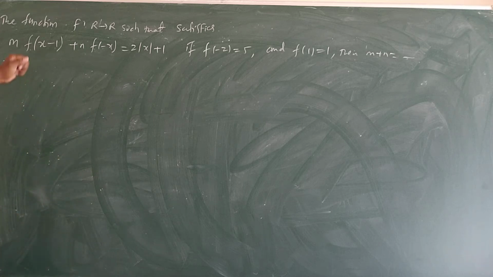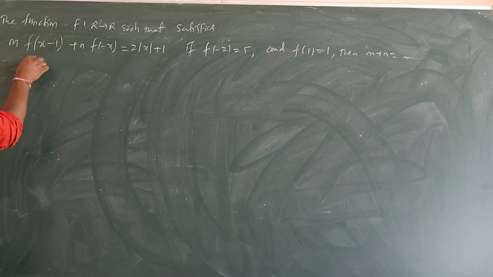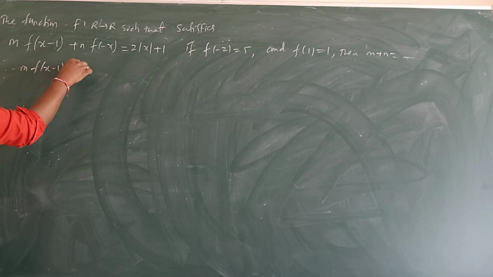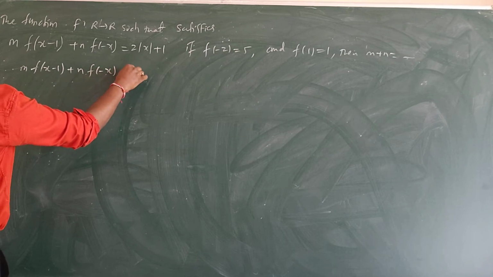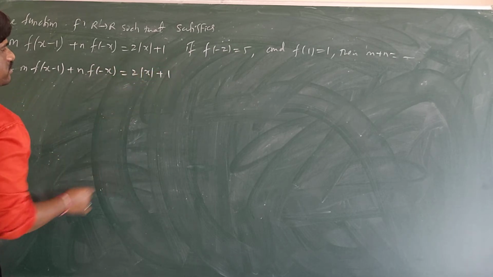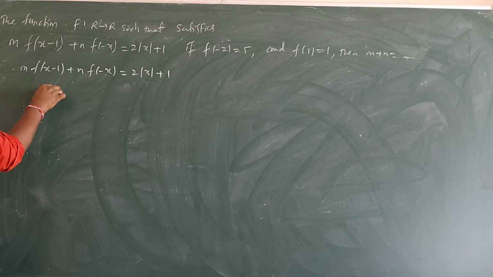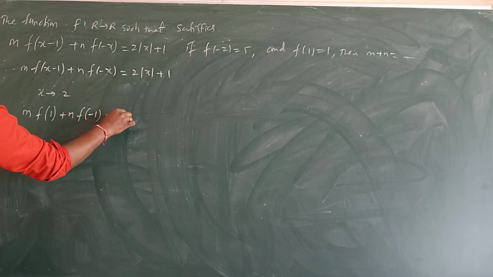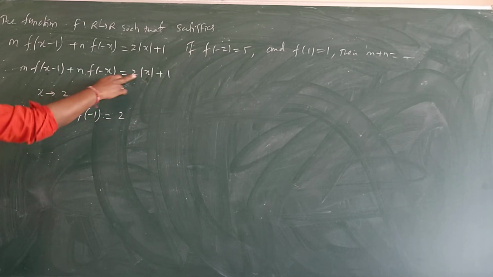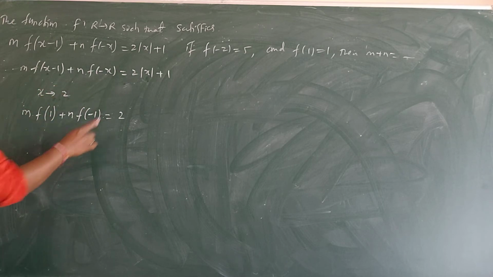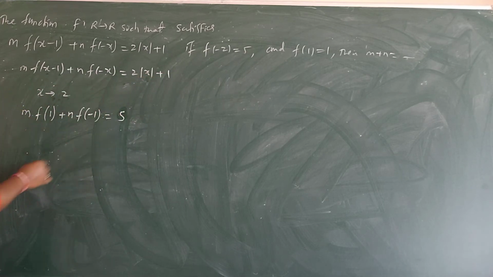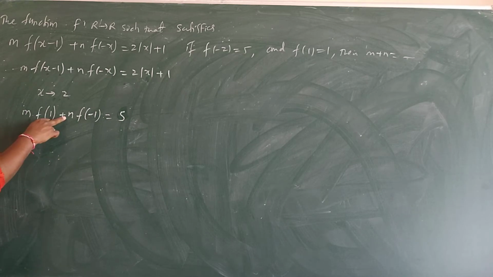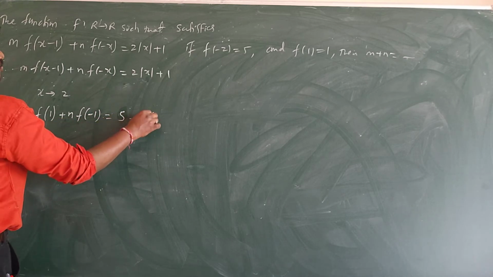m into f of x minus 1 plus n into f of minus x is equal to 2 modulus x plus 1. If I replace x is equal to 2, what do I get here? m into f of 2 minus 1, which is 1, plus n into f of minus 2, is equal to 2 into mod 2, whose value is 2. 2 into 2 is 4, 4 plus 1 is 5. So you get m into f of 1 plus n into f of minus 2 is equal to 5.